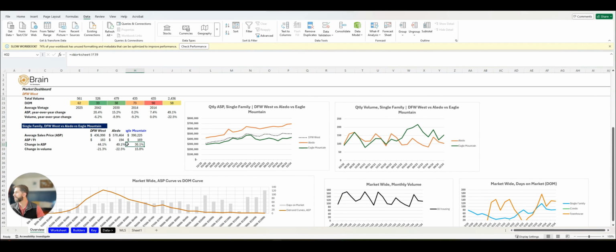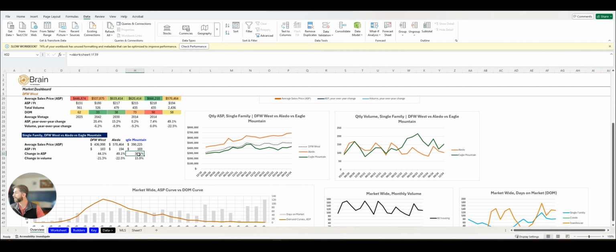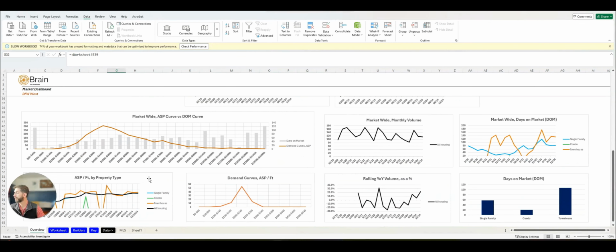All right, so that's kind of a way to, and this just shows you percentages real quick. So over the 5 years, it's showing you that the change was 30% versus Aledo is 49% change in ASP. So you can do that with any market as long as the data's dropped in. Again, we only dropped in the west side, DFW. It's such a big market. We wanted to keep it simpler.